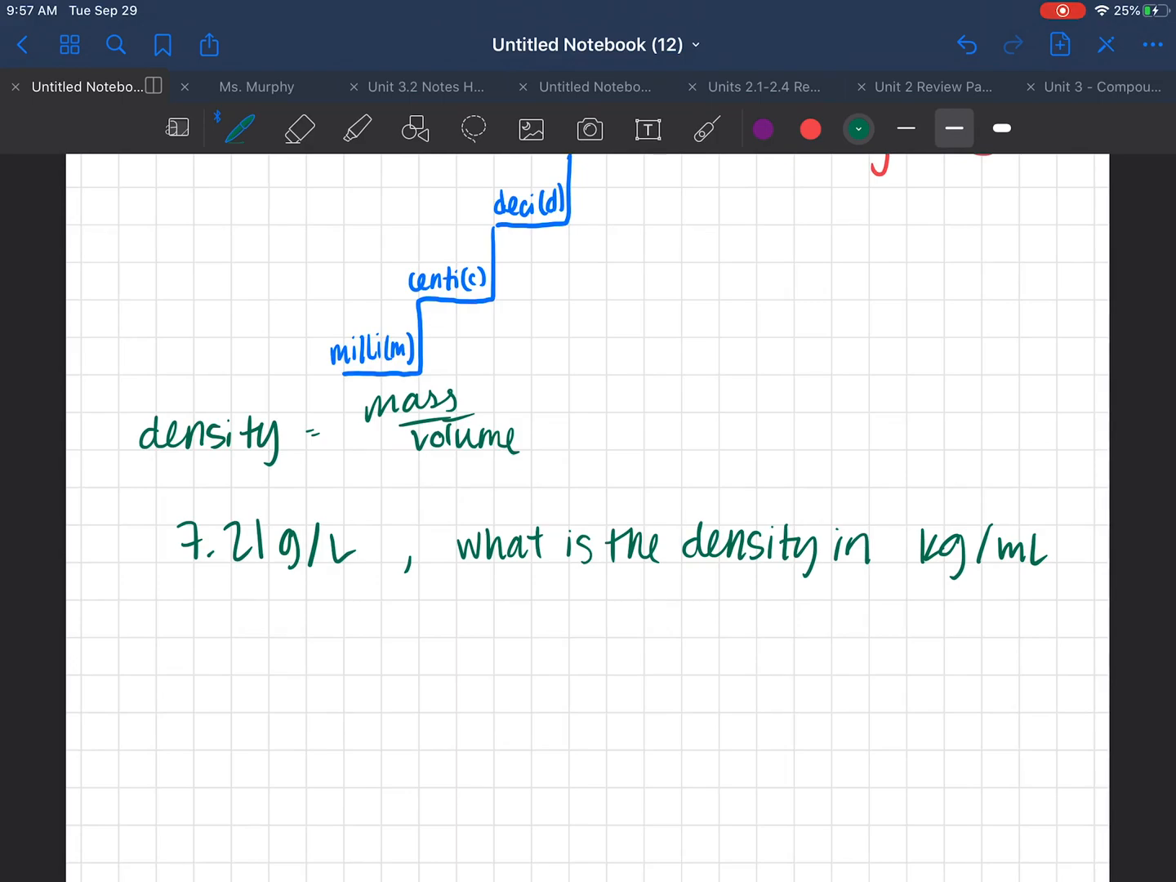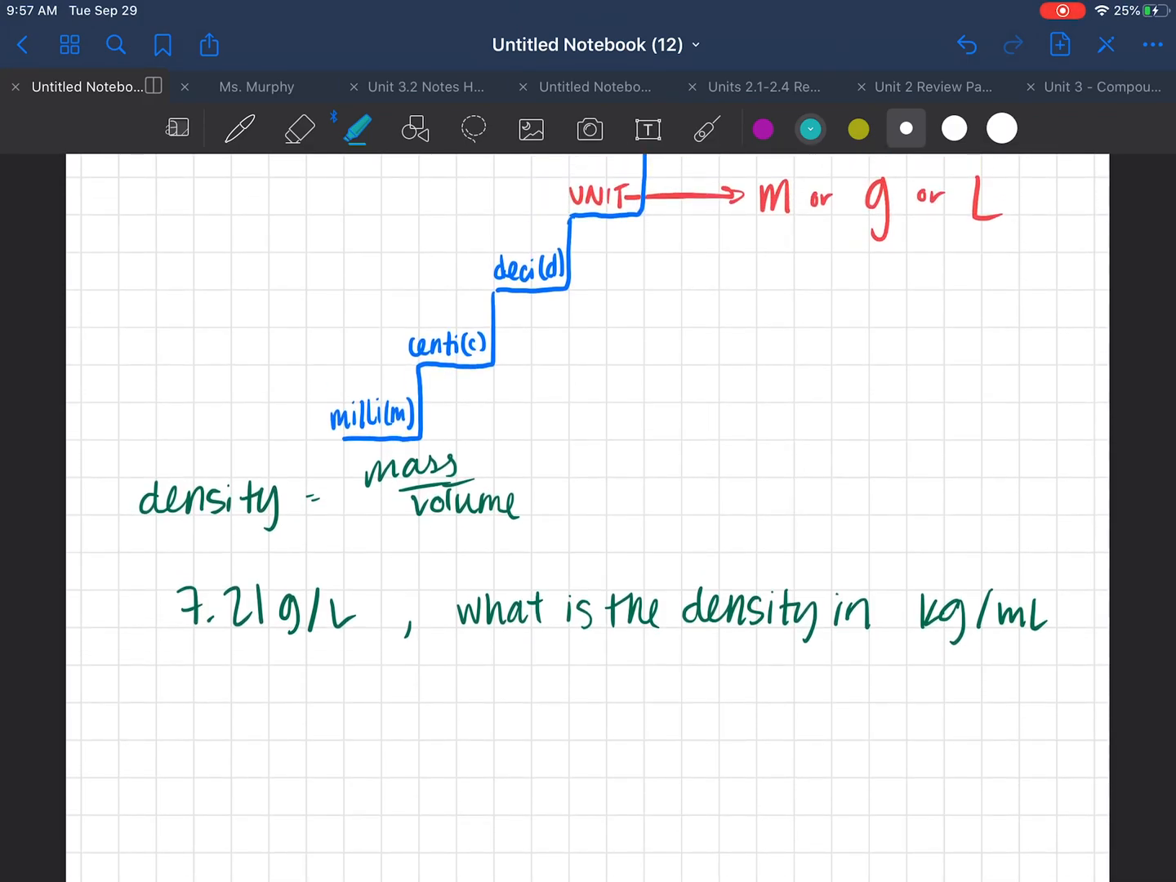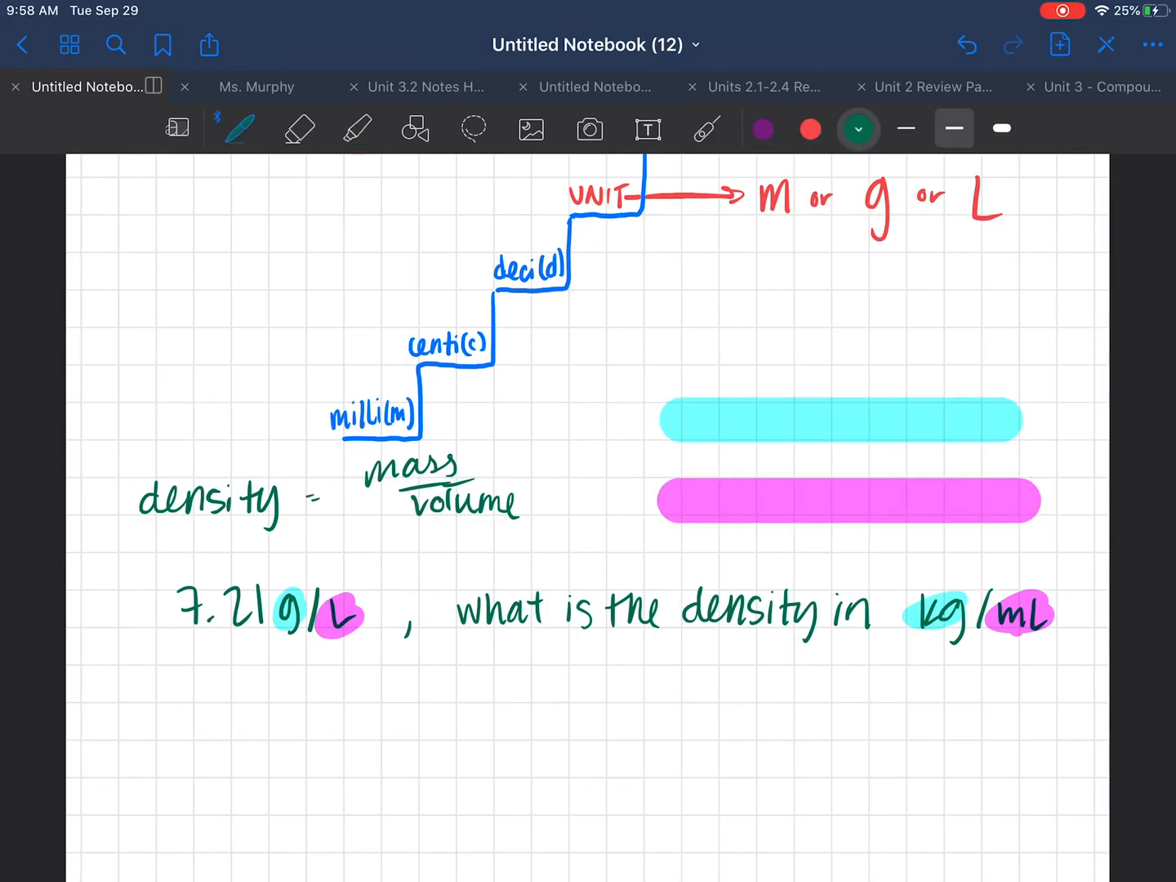Now the first thing to recognize is that we are going to be comparing two different sets of relationships between our two units, because our units as a whole are grams per liter or kilograms per milliliter, but we're going to have to change between grams and kilograms here. And then we're also going to have to look at the relationship between liters and milliliters. So let's first start by defining those two relationships. I'll put spots up here that we can fill in these relationships.